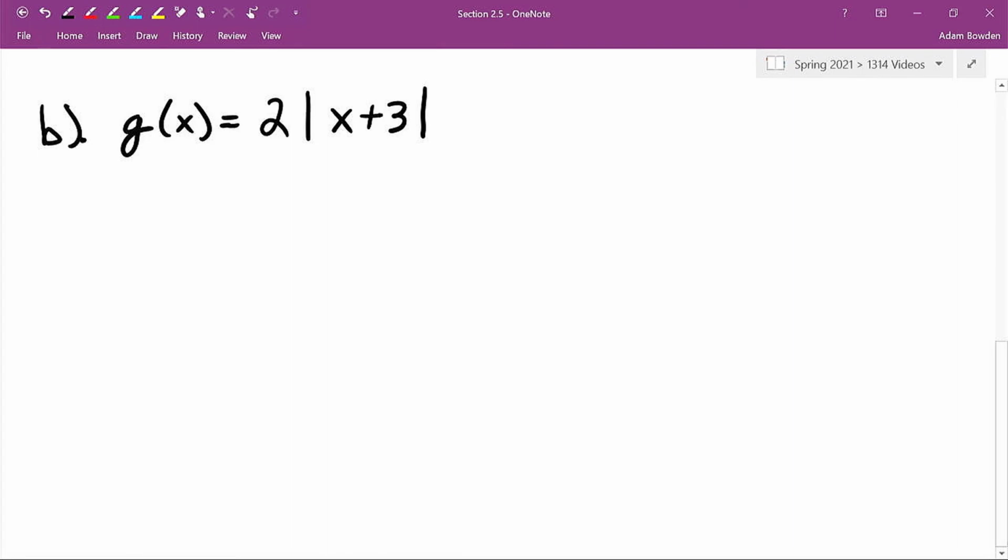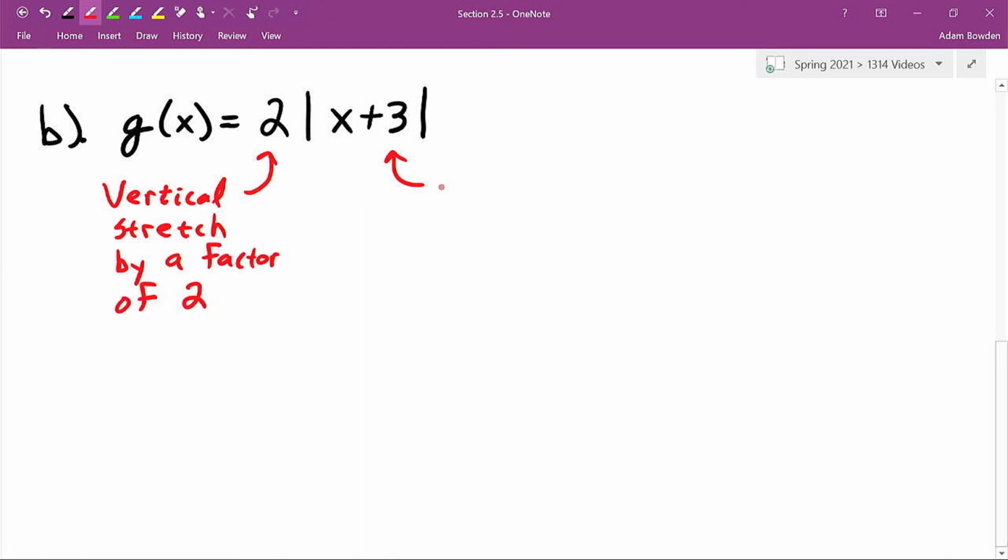Here's another one that says g of x is equal to 2 times the absolute value of x plus 3. There are two transformations here as well. The 2 in the front is going to cause it to be a vertical stretch by a factor of 2. The plus 3 is going to cause another horizontal shift, but because it's a plus 3, it's going to move it to the left by 3 units. If we check the order, the horizontal transformation would come first and the vertical transformation would come second.